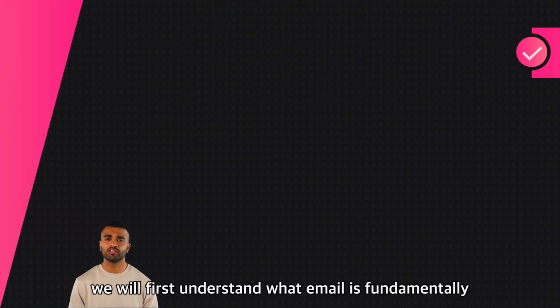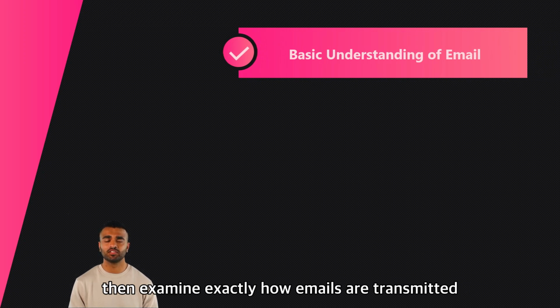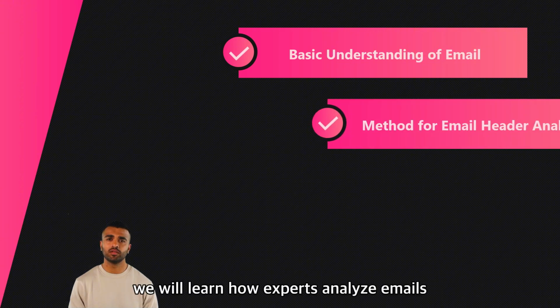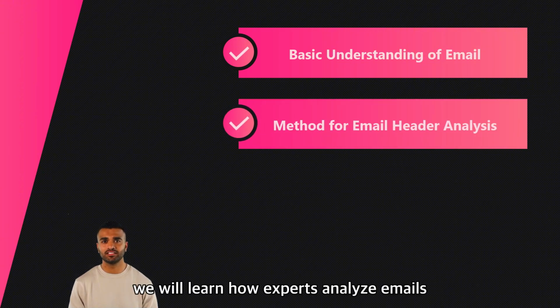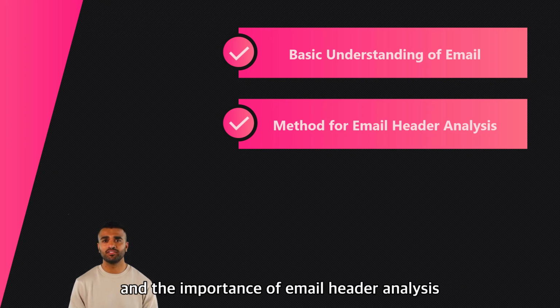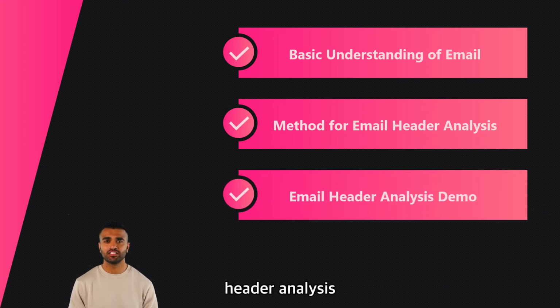Now, let's look at today's table of contents. Today, we will first understand what email is fundamentally, then examine exactly how emails are transmitted from the point of origin to the point of reception. We will learn how experts analyze emails. Then we will look at the various parts of an email header and the importance of email header analysis. Finally, we will demonstrate how to perform email header analysis.